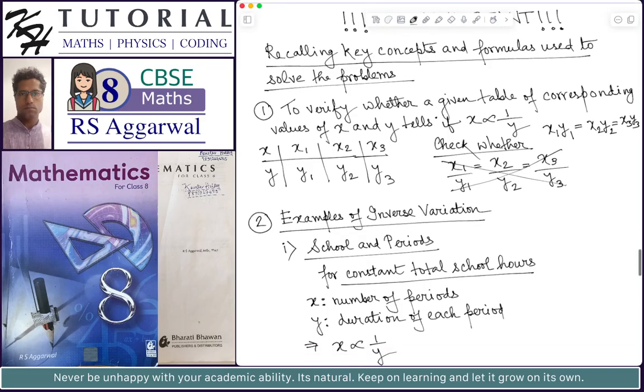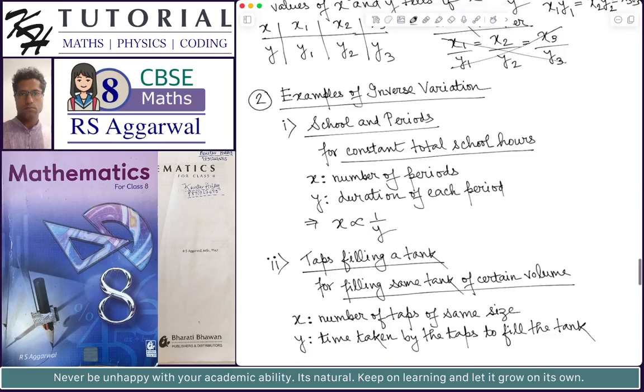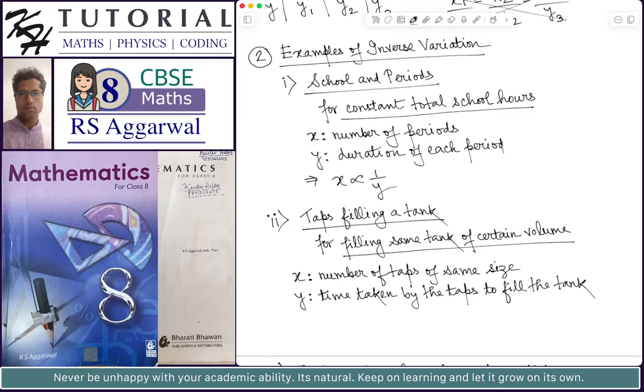Now to solve the word problems, you can consider some examples of inverse variation. The first one is the school and periods. For constant total school hours, if you consider the quantity x to be the number of periods and the quantity y to be the duration of each period, then definitely x and y will be inversely proportional to each other. If you increase the number of periods, the duration of each period will decrease. If you decrease the number of periods, the duration of each period will increase, because the total number of school hours is constant.